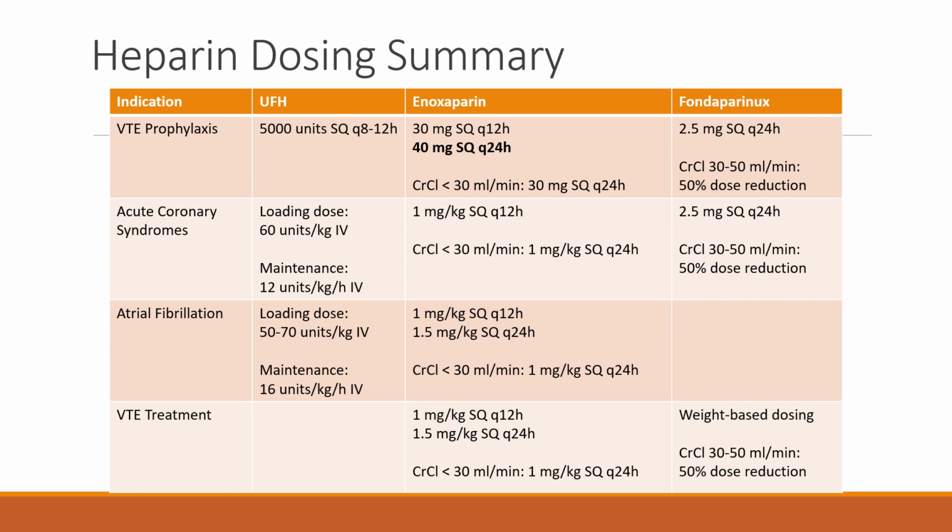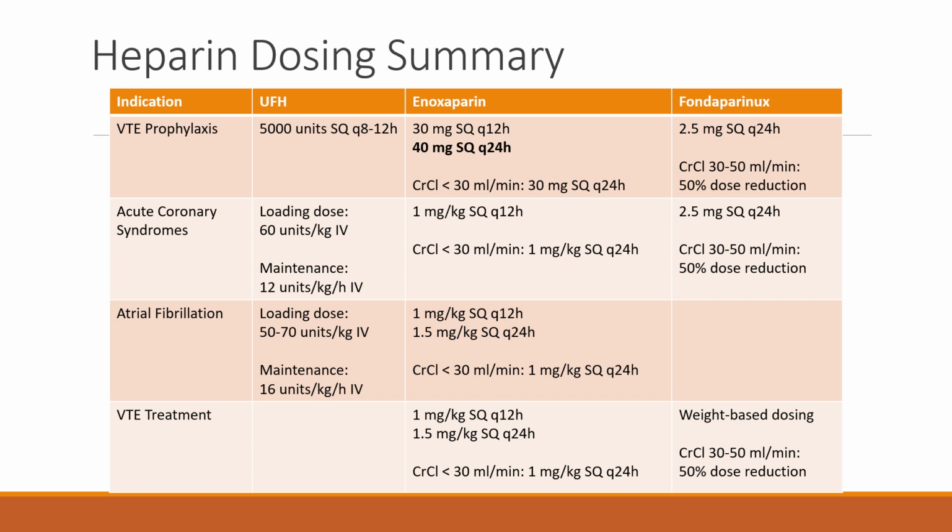I did include fondaparinux on this slide as well, although again, this is something that's not used quite as frequently as the unfractionated heparin and the enoxaparin. You'll see I've bolded for prophylaxis in Lovenox, 40 milligrams subcutaneous Q24. That's really kind of our workhorse in the hospital. That's what we use for almost all of our patients unless they have significant renal dysfunction. You'll also see that ACS has dosing for the enoxaparin and fondaparinux, which again is a little bit less common than seeing unfractionated heparin in those folks.